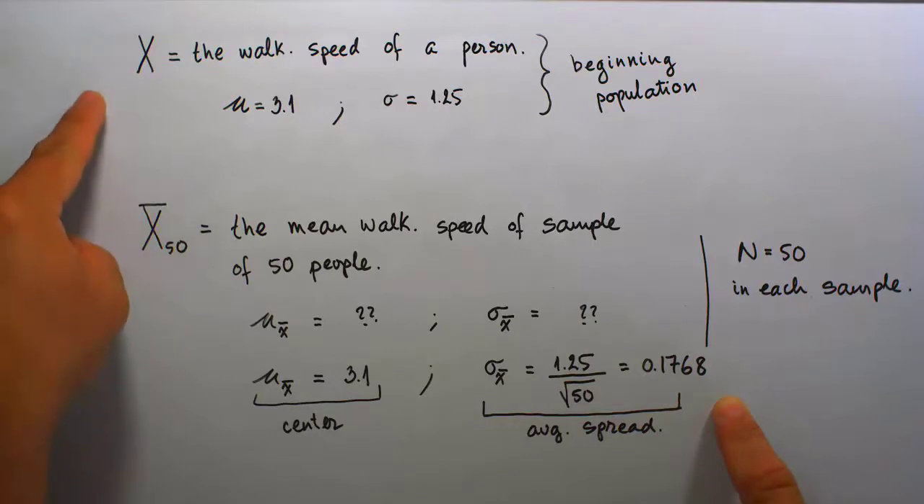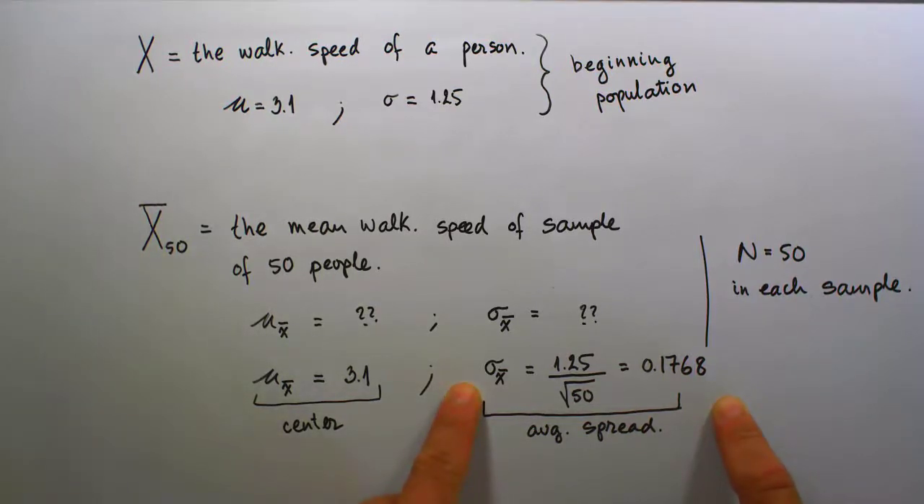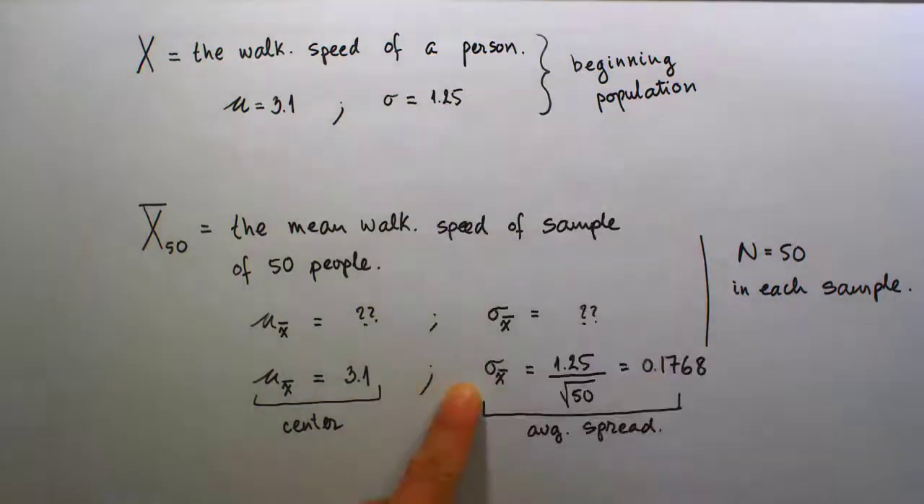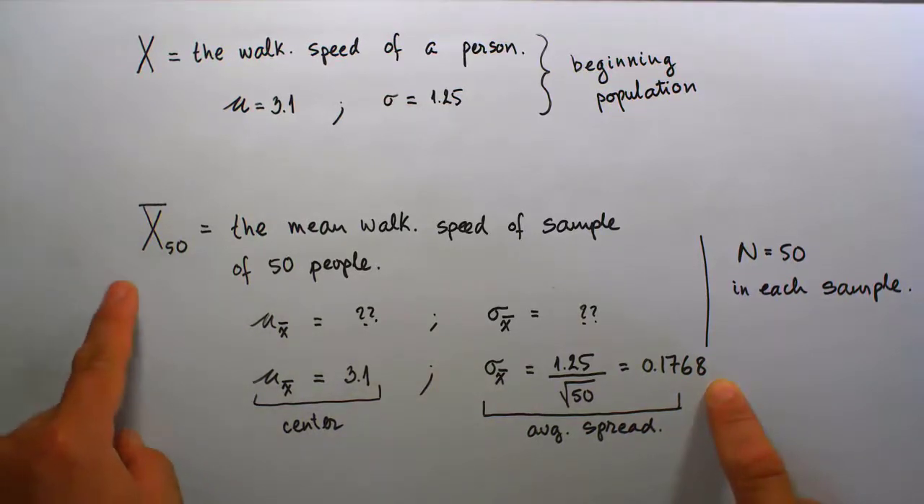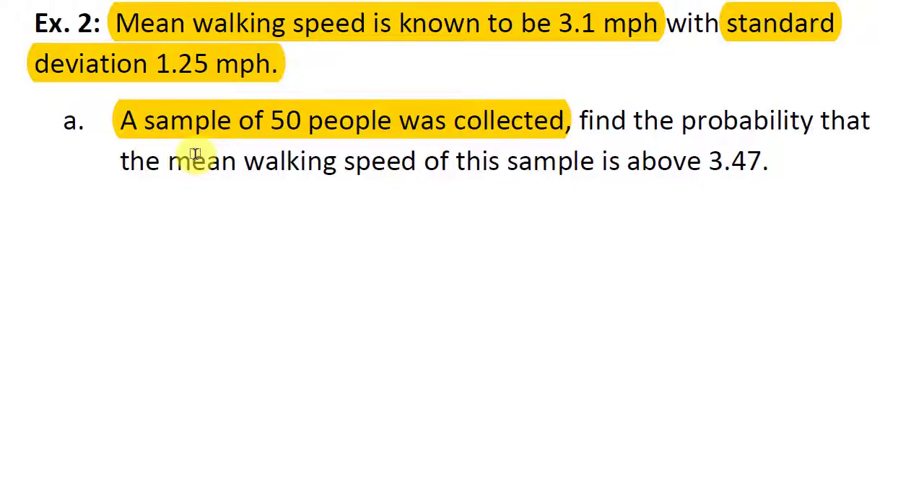Here I purposely wrote down these two populations so anyone can see that we have two different populations. So our sigma x bar here is a much smaller standard deviation compared to our beginning population. And so here is our average spread on this particular sampling distribution of the mean. So the next question, and I'm still not getting into the actual question in part A of this example yet.